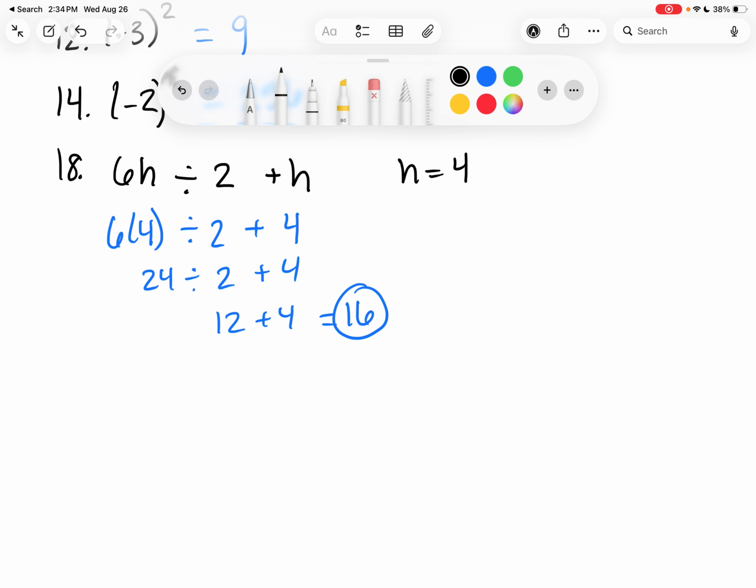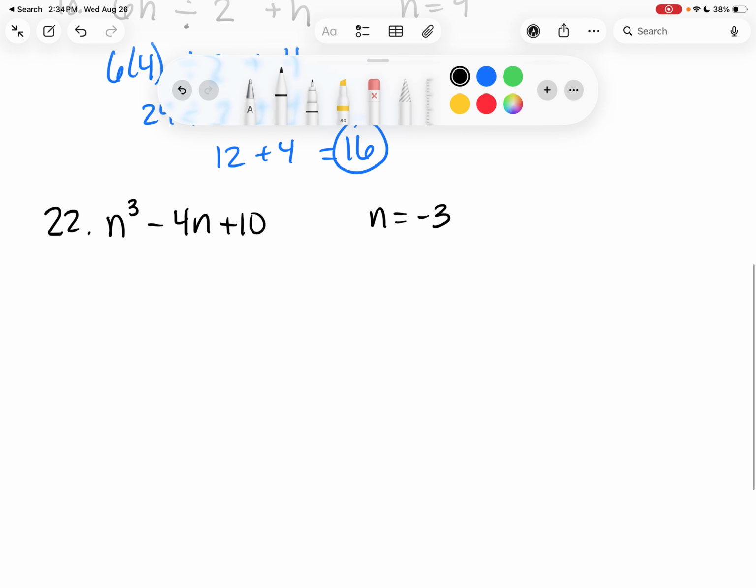Number 22. n cubed minus 4n plus 10 when n equals negative 3. So plug in first. Anytime I'm plugging in, especially a negative number, I'm going to put it in parentheses.